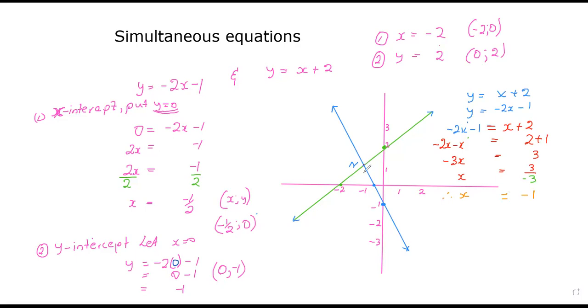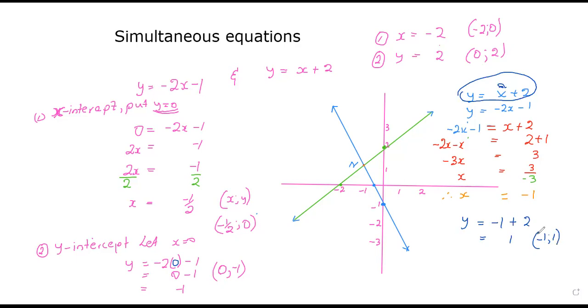So they meet somewhere there. Now, you can look for y there. On the blue one, this one here, when x is minus 1, we have y is equal to, for x here, we substitute minus 1 plus 2, and the answer is 1. Therefore, when x is minus 1, y is 1.